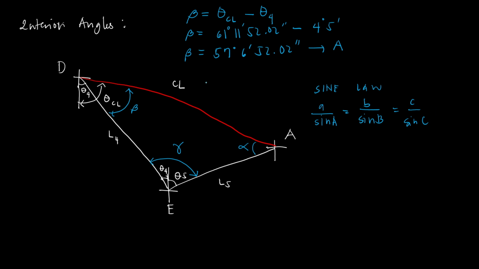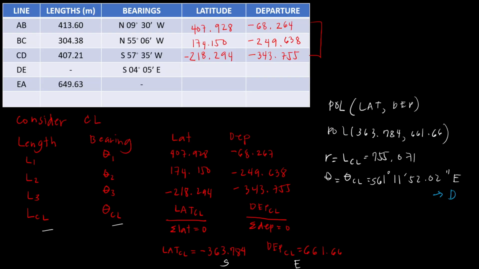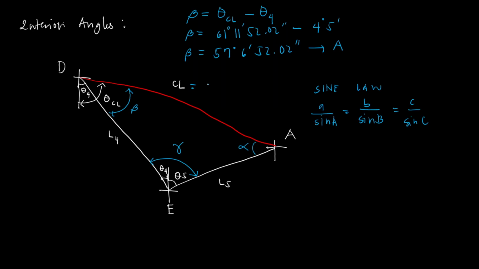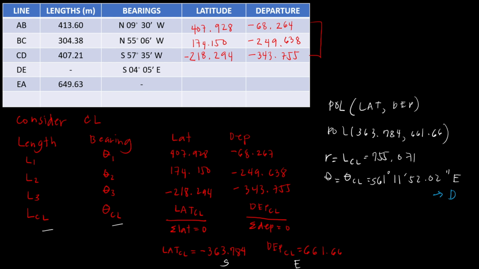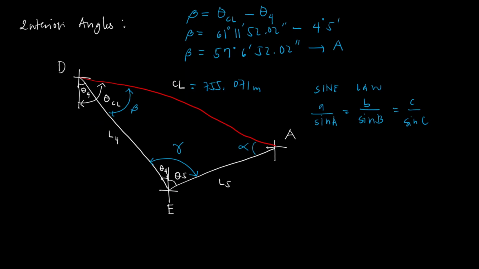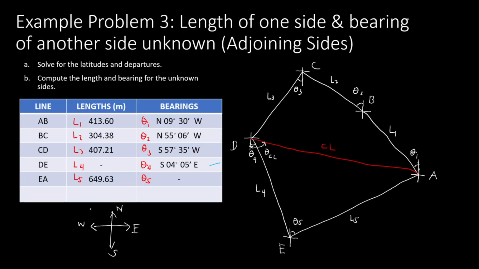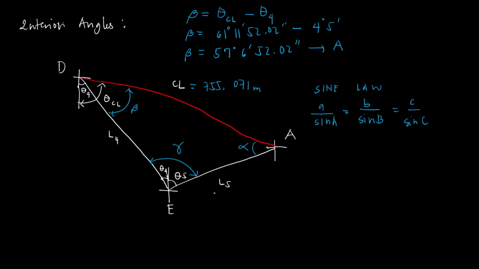Ayan. So, dito, since itong CL natin, nakuha na natin yan, that is 755.071 meter. And then, yung L4, yun pala yung missing. So, yung L5, yung meron. So, that is 649.63. So, lagay natin. So, yung L5, 649.63.